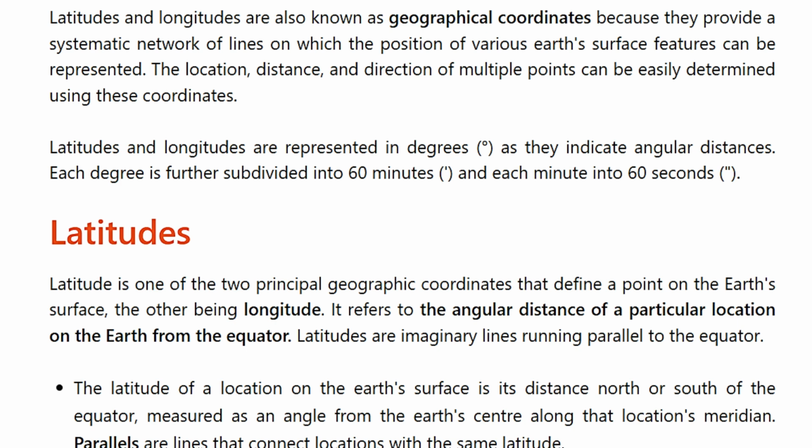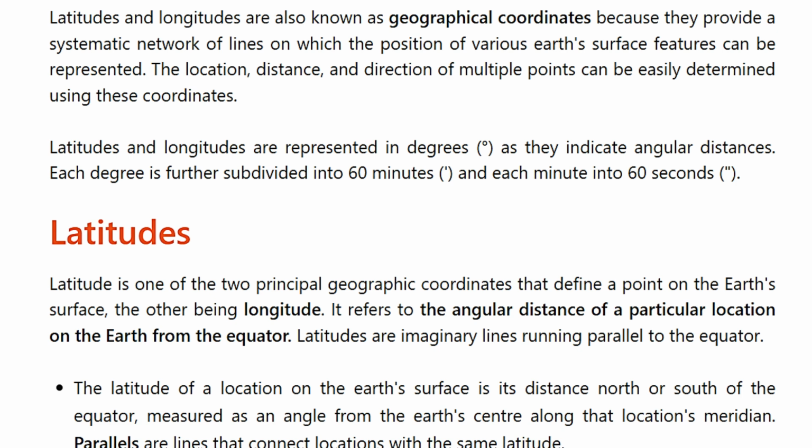Latitudes and longitudes are also known as geographical coordinates because they provide a systematic network of lines on which the position of various Earth surface features can be represented. The location, distance, and direction of multiple points can be easily determined using these coordinates. Latitude and longitude are represented in degrees as they indicate angular distances. Each degree is further subdivided into 60 minutes and each minute into 60 seconds.